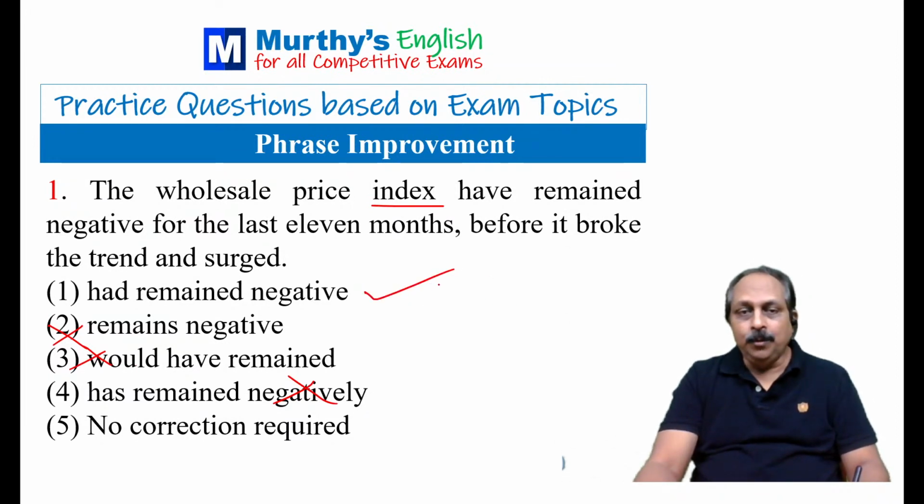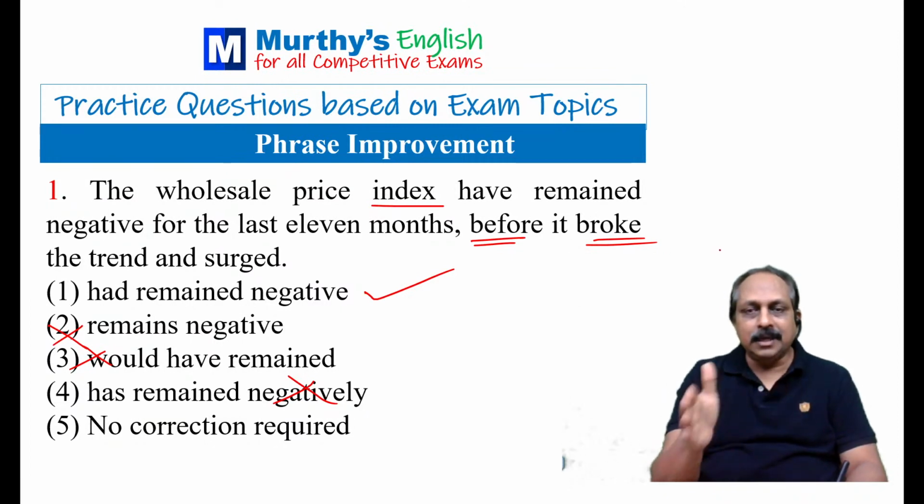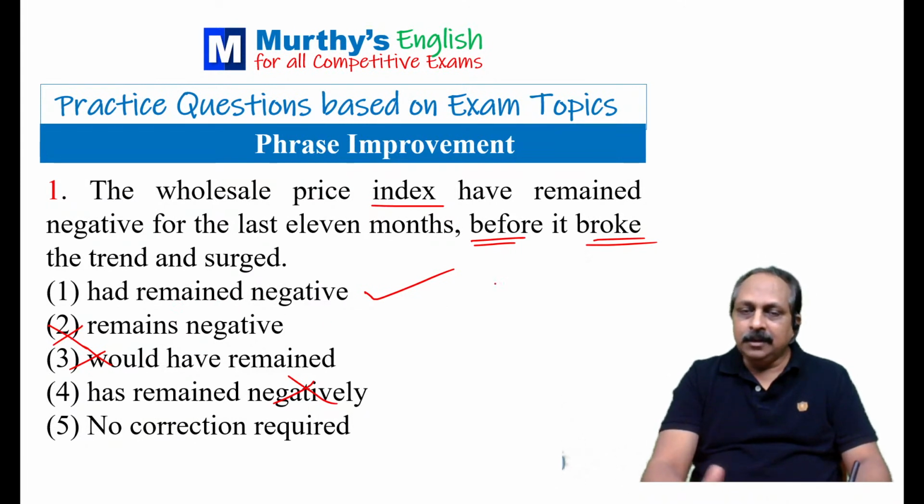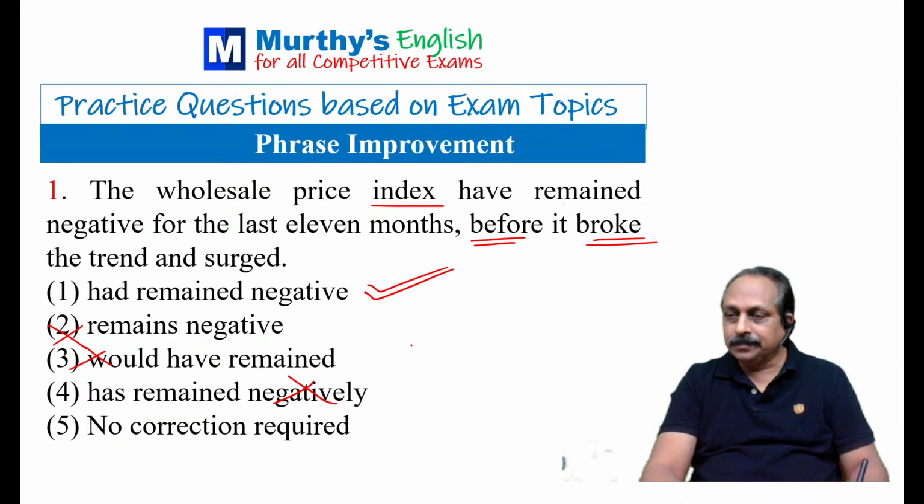And there's one more clue for you. What is that clue? The conjunction before. It broke. There are two clauses here. First one, first action, second action. For the first action, we should use past perfect, and the second action, past tense. It goes with the same pattern. And also the clue for you, before. We should use past perfect before the word before. Beyond any doubt, answer is the first option, not the fourth option. Had remained negative.